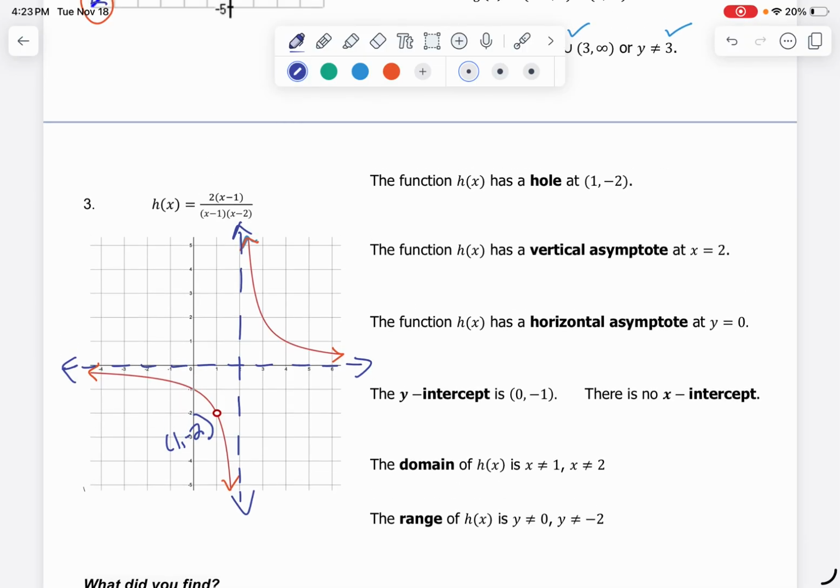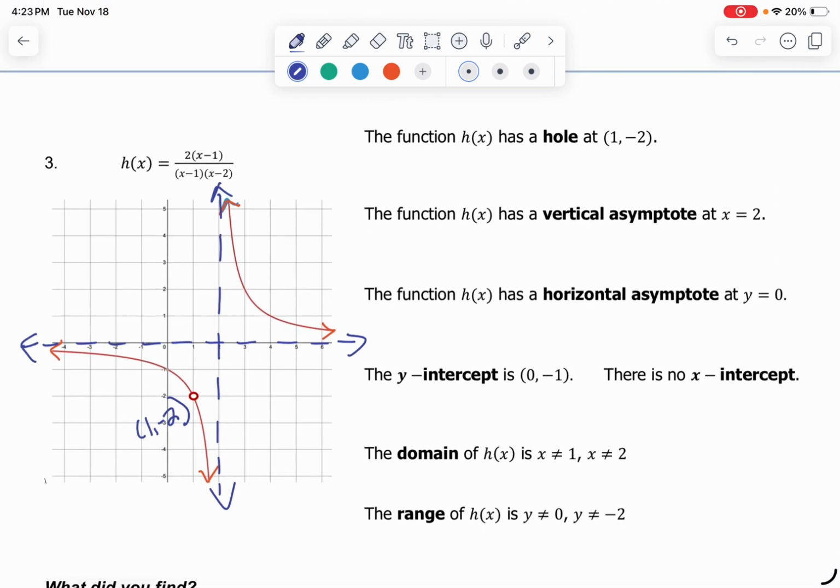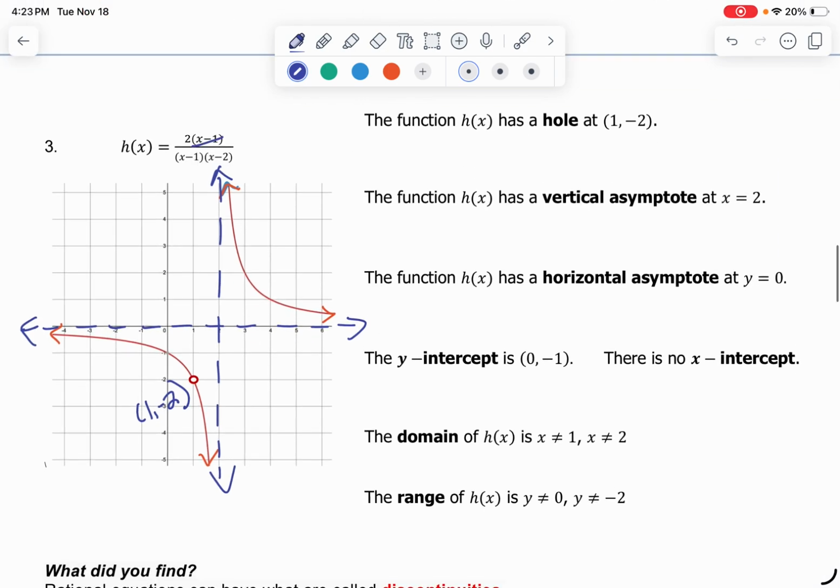All right, so let's talk about how we know all of those by looking at the equation, okay? So if we look at h of x, we can simplify this. We can remove the x minus 1. So I'm going to write h of x equals 2 over x minus 2. Okay, so the removable discontinuity, the issue is x equals 1, so the hole happens when x is 1.